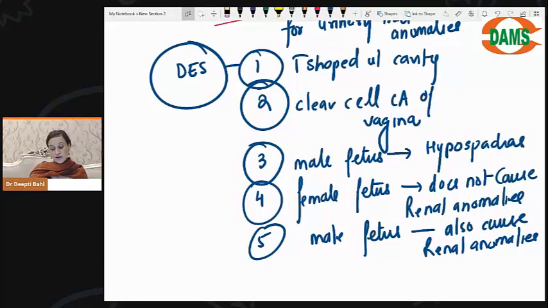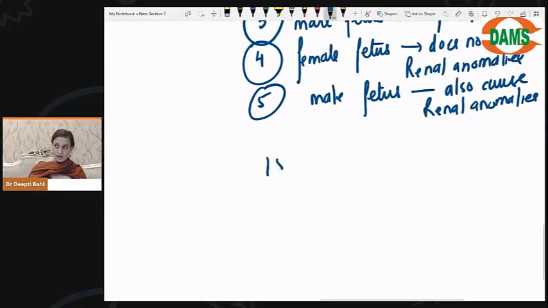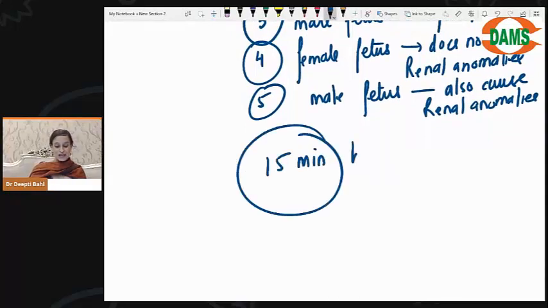So these are some of the important points that we do tend to ask about diethylstilbestrol. So T-shaped cavity, right? Clear cell cancer of vagina. In the male baby, hypospadias and renal anomalies. Renal anomalies are not seen with a female fetus, right? So this is what you should know about normal development of the uterus and abnormal development of the uterus. We'll take a short break, okay? We will take a 15-minute break and we will resume the class from here.